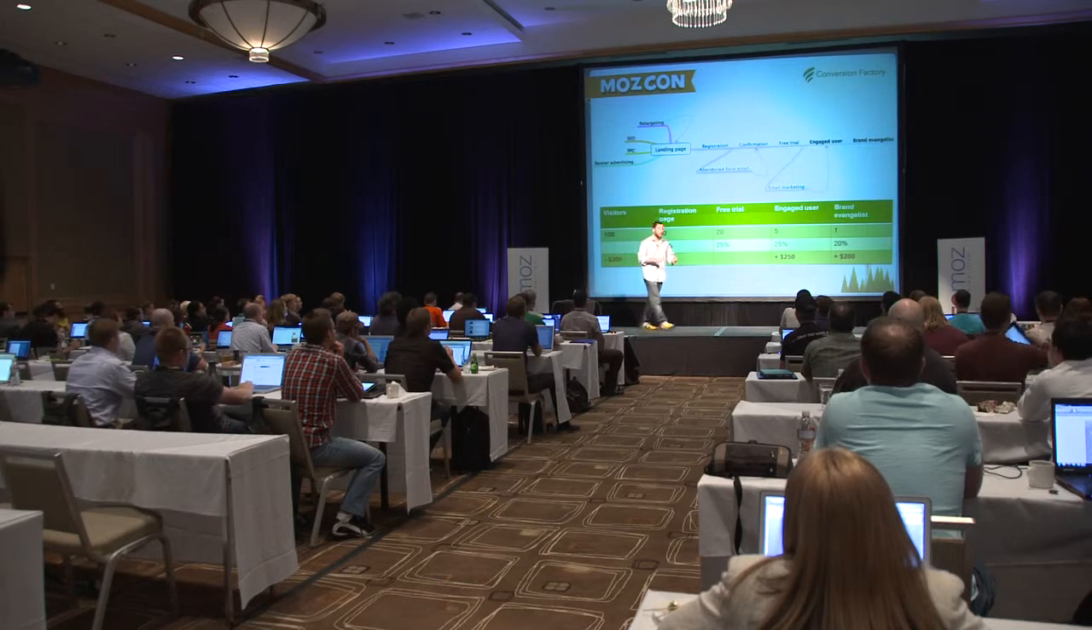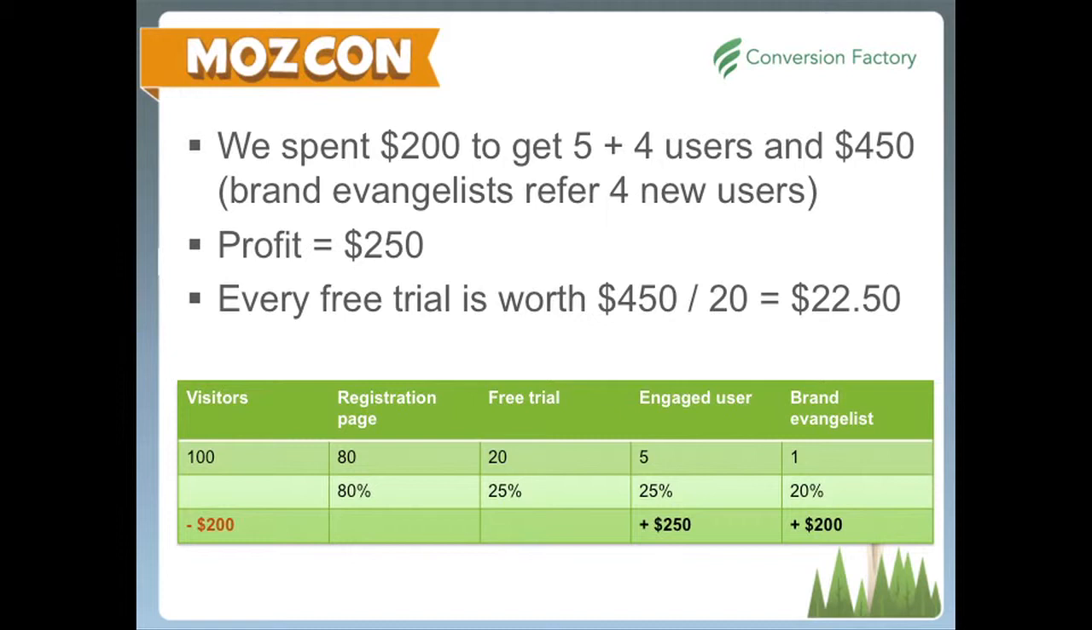So if we put all of this information together, we can work out what we can spend to get the traffic to begin with. We've spent $200, we take another $450, so that means that we end up with a profit of $250. And this is the most important point. Every free trial that we have to the website is going to be worth $22.50 or thereabouts. This is the key figure, because that will affect what we do in the conversion rate optimization process.